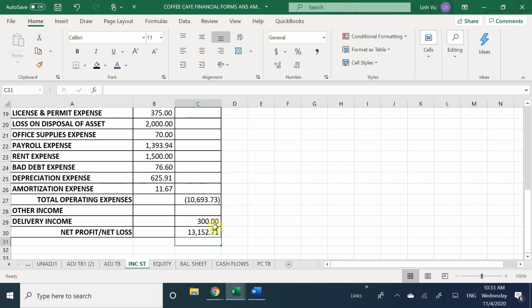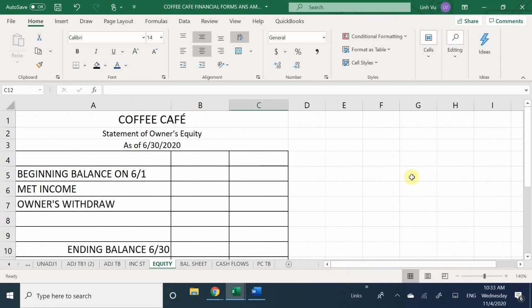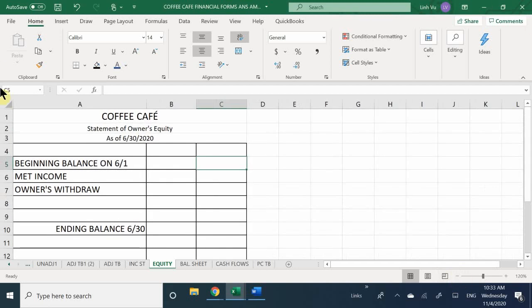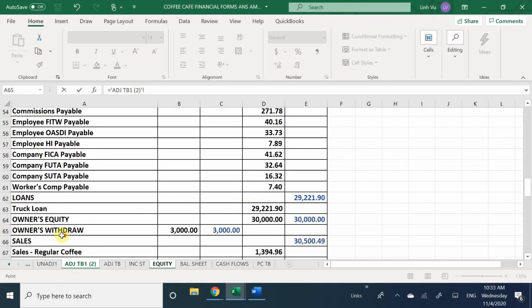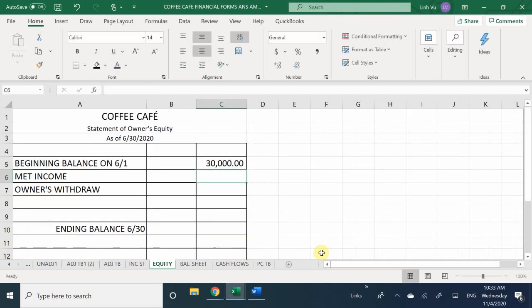Okay, so now that we have this net income, now we can go ahead and solve for our statement of equity. Okay, so of course, the first thing we're going to do is have our beginning balance as of 6/1. So what was our beginning balance in our equity account as of June 1st? $30,000. And I'm just going to copy that from our table over here. So my owner's equity was $30,000.